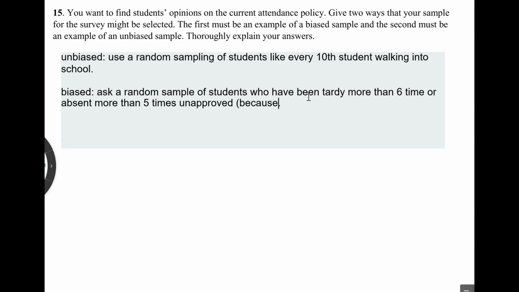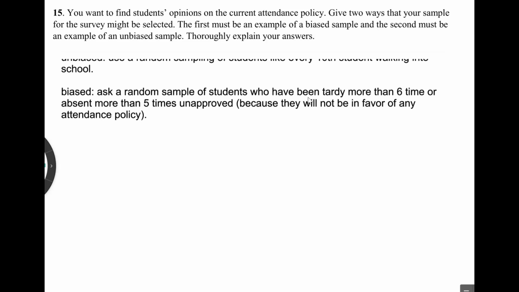Is that the explanation? That they will not be in favor of any attendance policy, yeah. It's the explanation of why: they'll have a very strong opinion about our attendance policy. The people it doesn't affect are like, okay, I don't like it, but it doesn't really affect them, so they're like, whatever, after a while, you know?